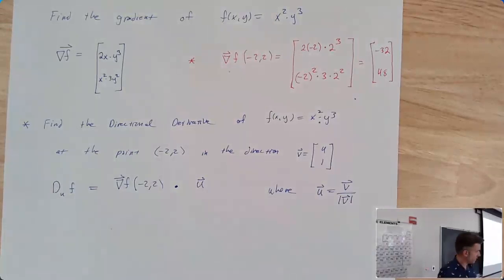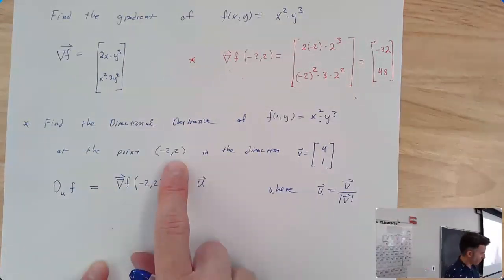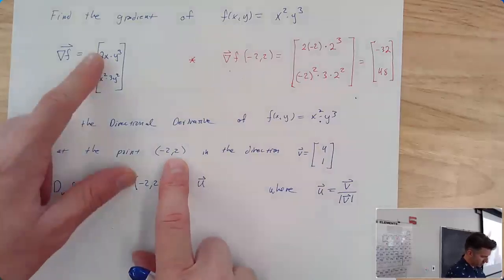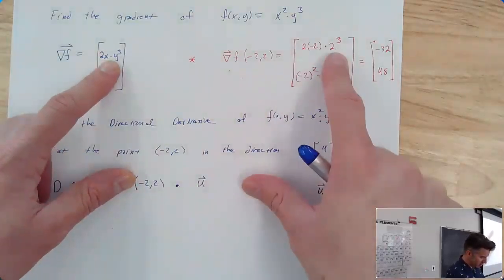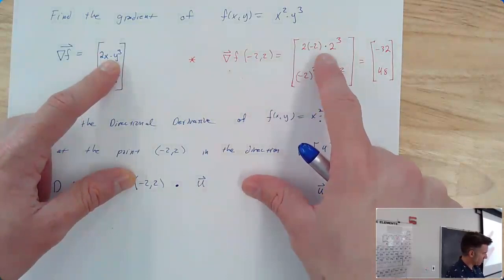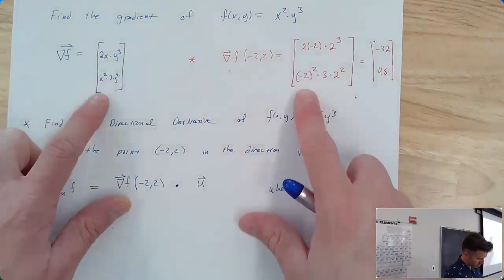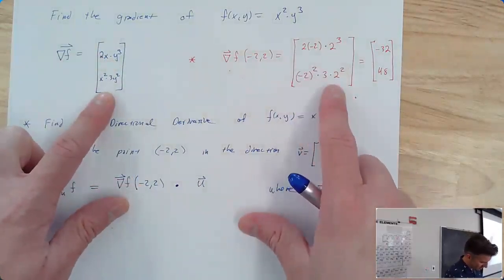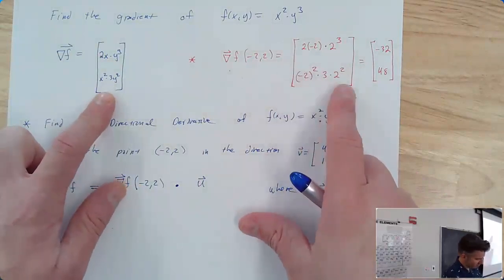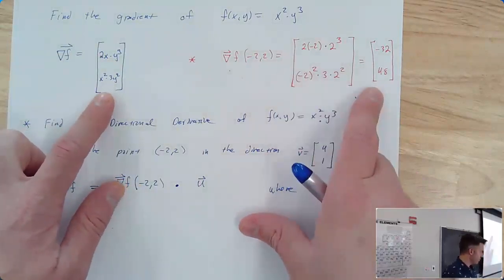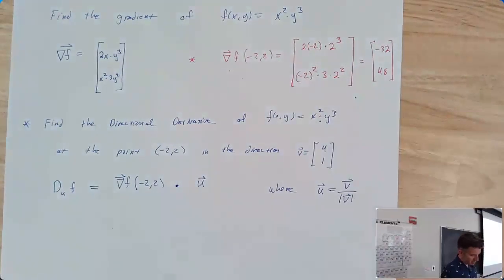So let's take a look. If I take my gradient and plug in -2 for x and 2 for y, I should get 2 times -2 times 2 cubed, which is -4 times 8, which is -32. And for -2 squared times 3 times 2 squared, I've got 4 times 3 times 4, which is 4 times 12, which is 48. Kind of gross numbers, but such is life.